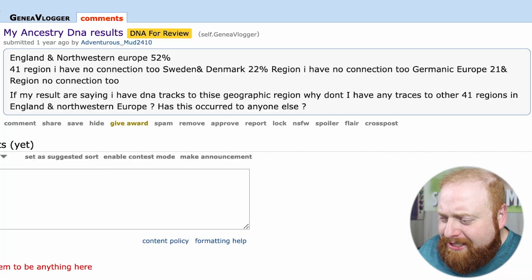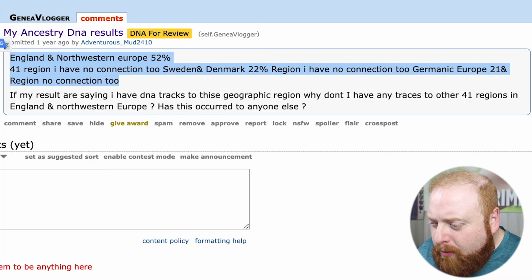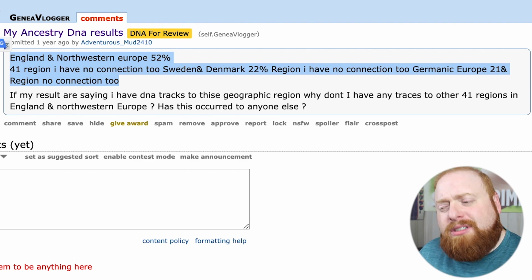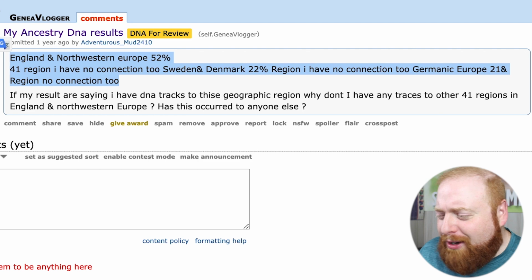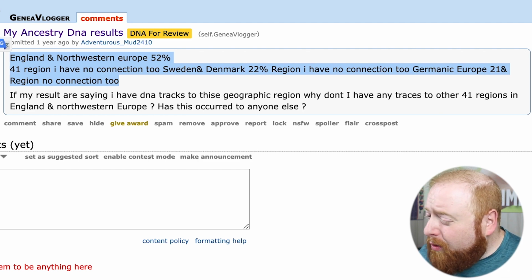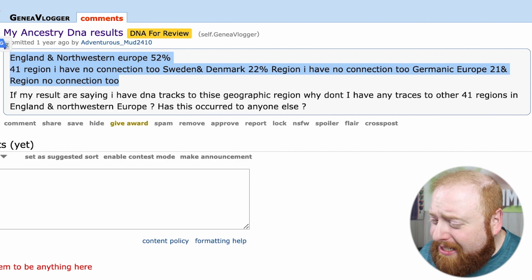My Ancestry DNA results: England and Northwestern Europe, 52%, 41 region I have no connection to. I'm not quite sure, this is a little confusing. All right, we're going to try to understand this. England and Northwestern Europe, 52%, 41 region I have no connection to. Sweden and Denmark, 22%, region I have no connection to. Germanic Europe, 21%, region no connection to.